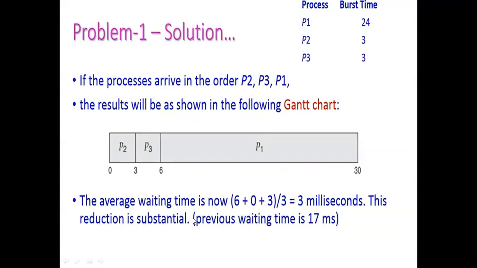Whereas in the previous case, the average waiting time was 17 milliseconds. So if you change the order of the processes, we will be getting different average waiting times, different results.